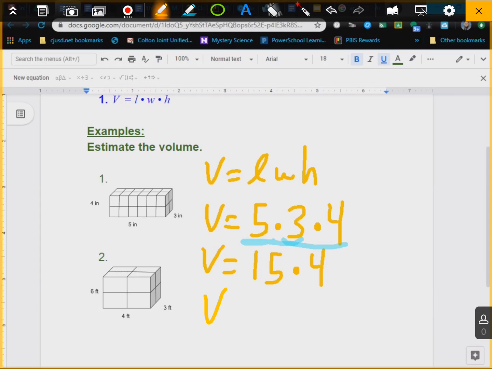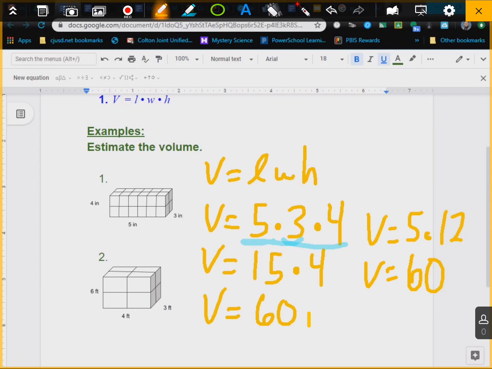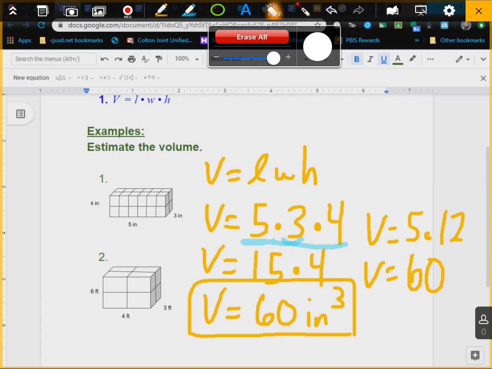And I know 15 times 4 is 60, because I know 15 times 2 is 30, 30 times 2 is 60. And you could have done it where it's V equals 5 times 12. Maybe you did 3 times 4 first, and you know 5 times 12 is 60. So it's going to be 60 inches cubed as your final answer. Okay? That's number 1. You pause if you need to.